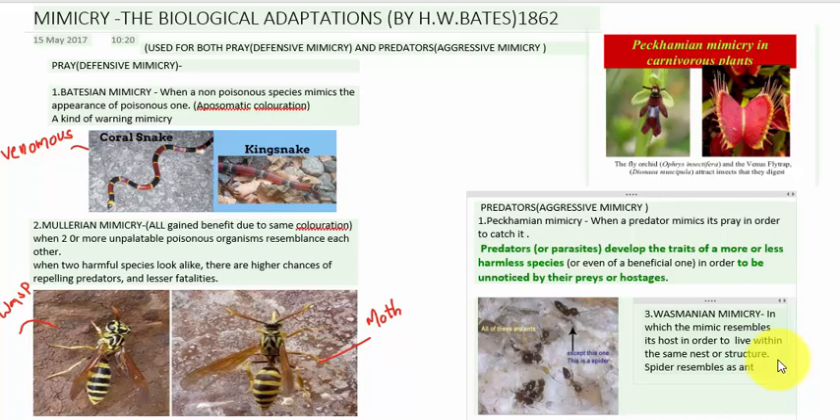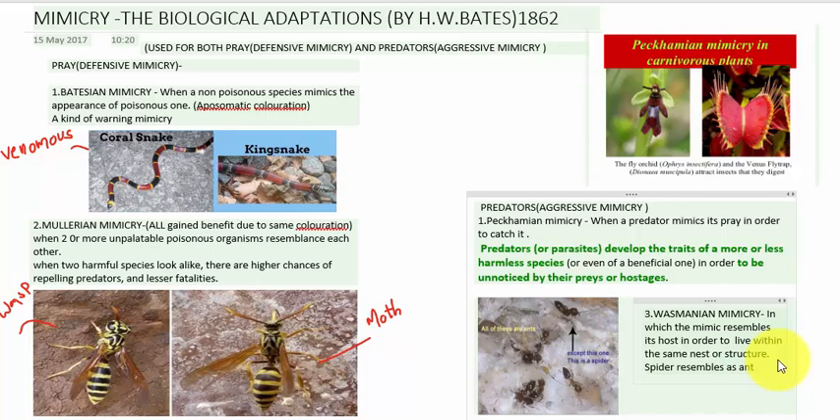Hello everyone, welcome back to another very interesting topic of evolution that is called mimicry. Mimicry is also called a biological adaptation. It was discovered by H.W. Bates in 1862. So what does the word mimicry mean?